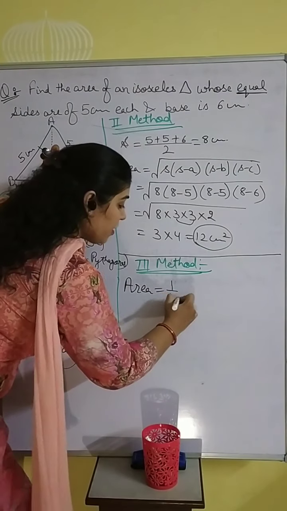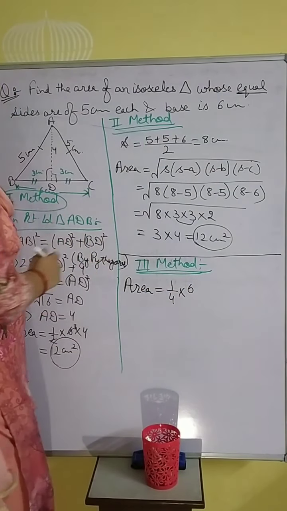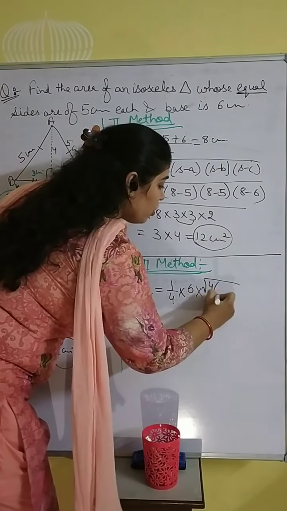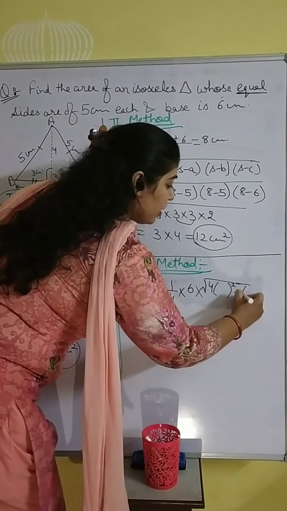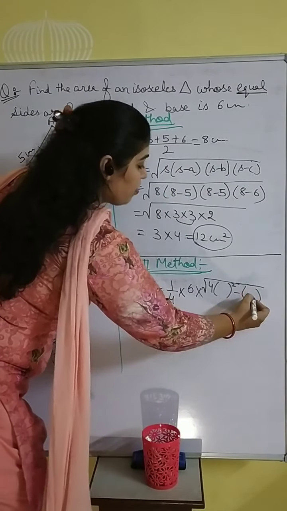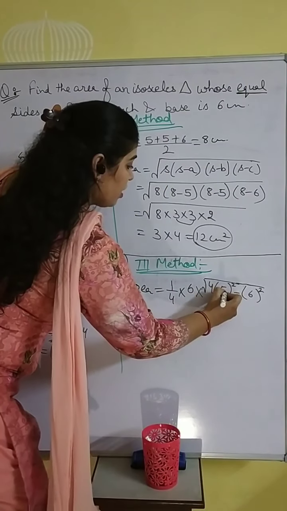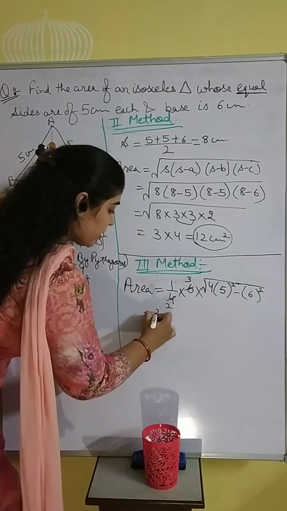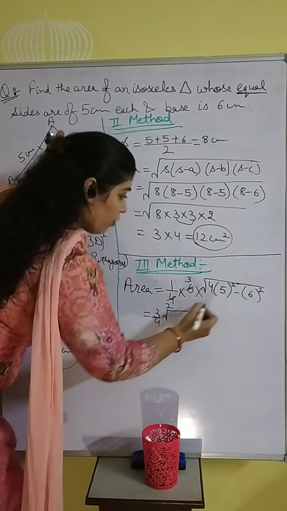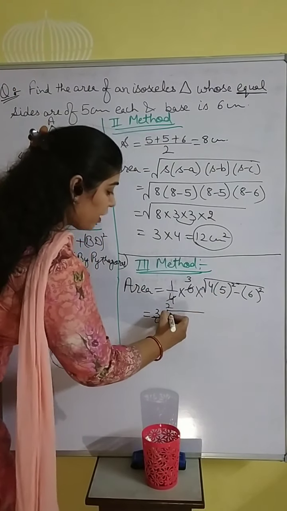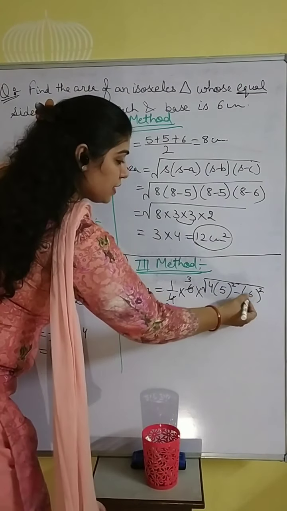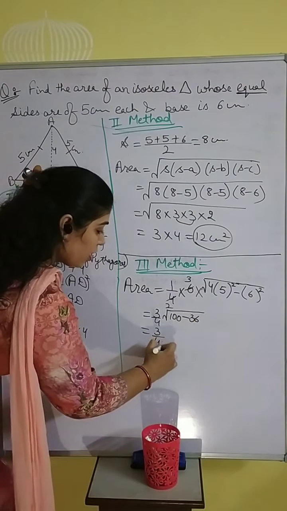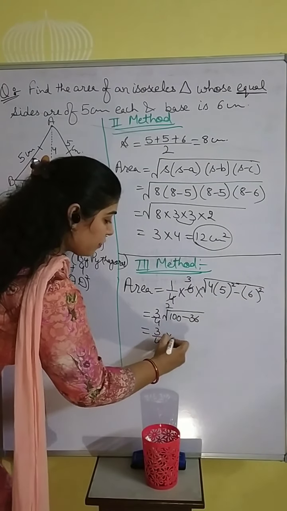So what does the area become? 1/4 times the length of the base into the square root of 4 times the square of the equal side minus the square of the different side. This is it: 6/4. Then 3/2 under the root of 5 5s are 25. 25 into 4, 100. 6 6s are 36. 100 minus 36 is 64, and the square root of 64 is 8.